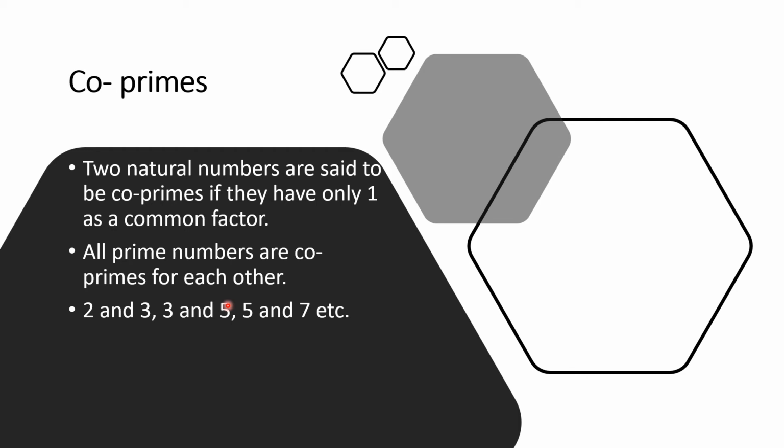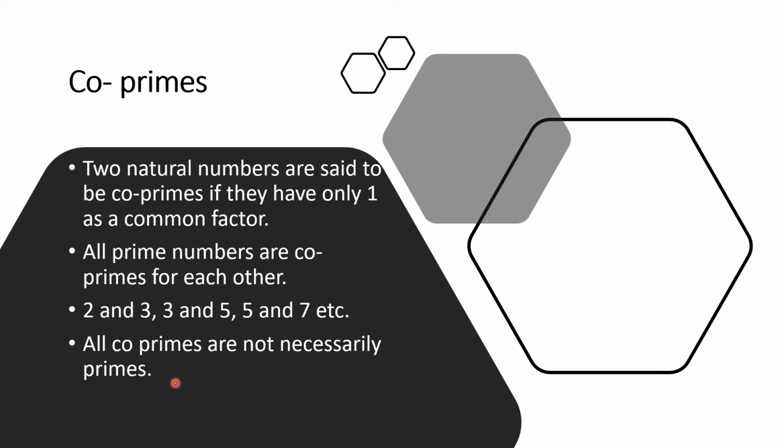So what is a common factor between 2 and 3? Yes, only number 1. In a similar way, 3 and 5. What is a common factor of 3 and 5? Yes, only number 1. And what is a common factor of 5 and 7? Yes, similarly, number 1 only. So we can say that all prime numbers are co-primes to each other. But all co-primes are not necessarily primes.